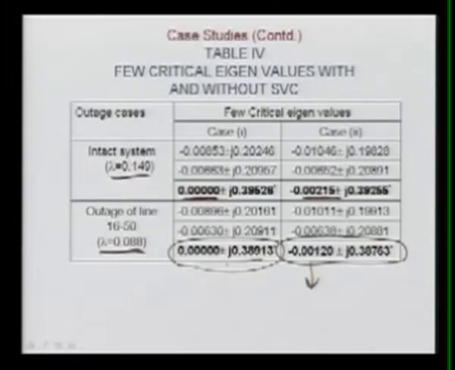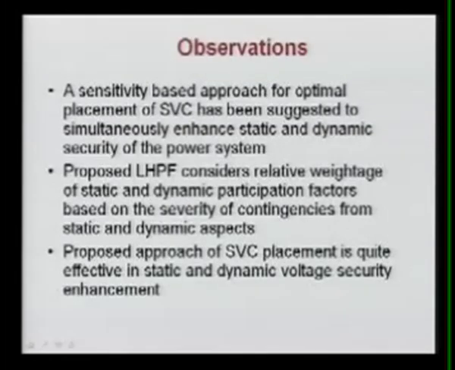So here we saw that with the help of SVC, this Hopf bifurcation point is removed, eliminated, and at this loading there is no Hopf bifurcation at all, and we can say we have improved the dynamic stability. So we made the following observations with the help of placement of this SVC.